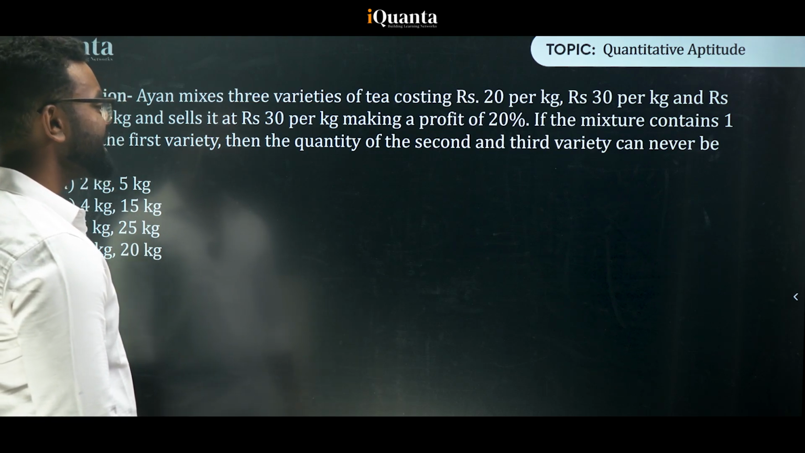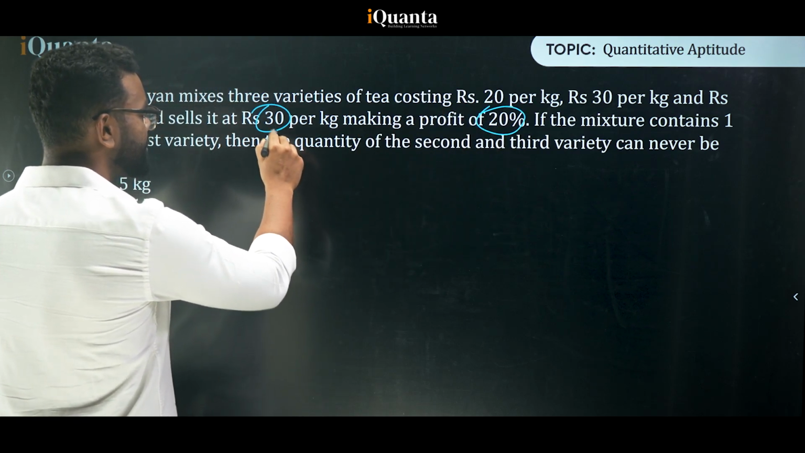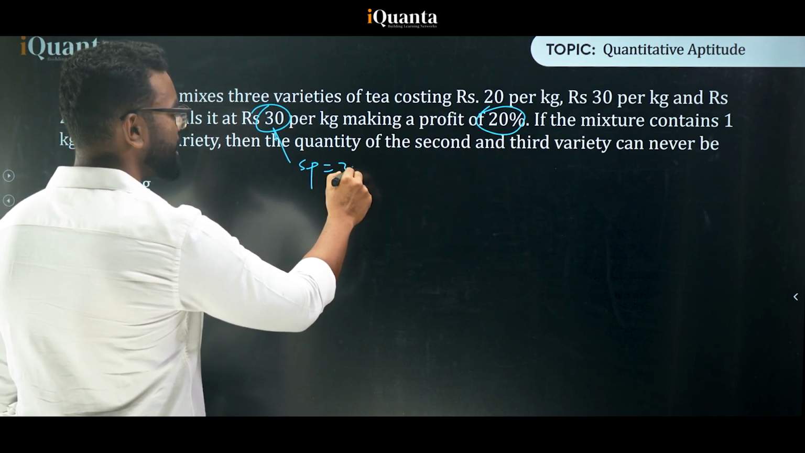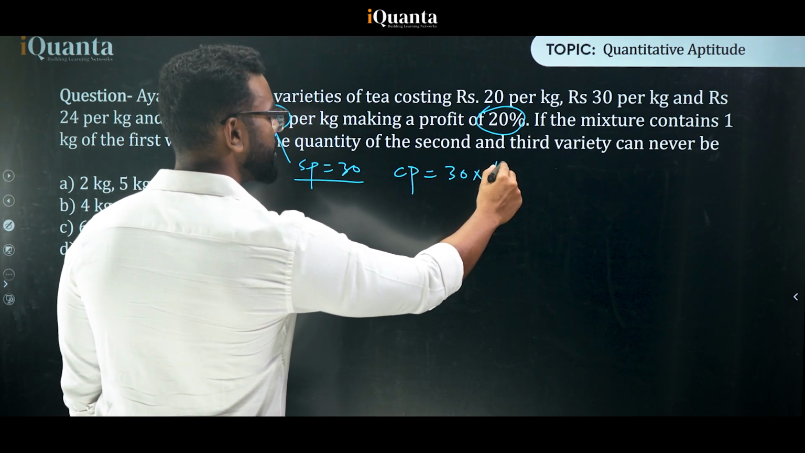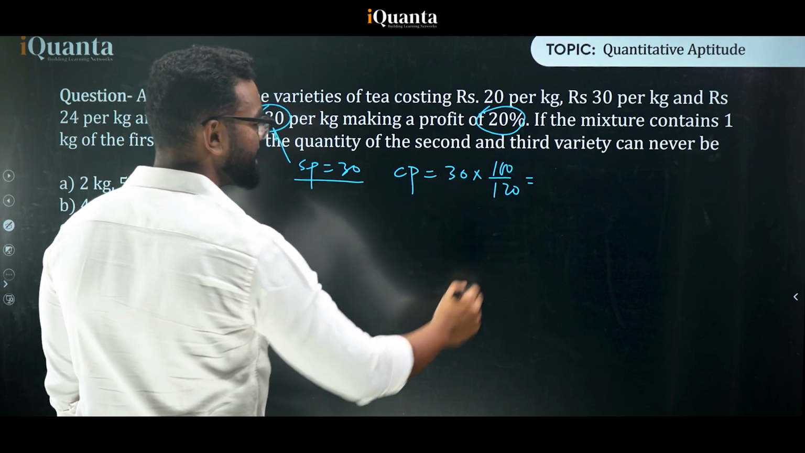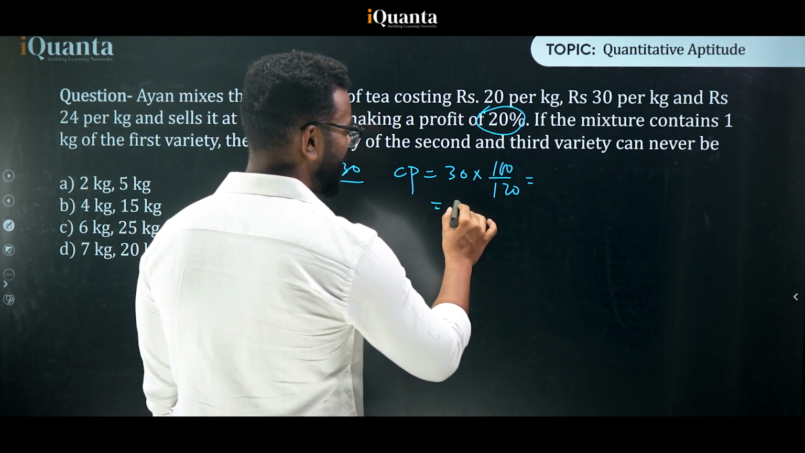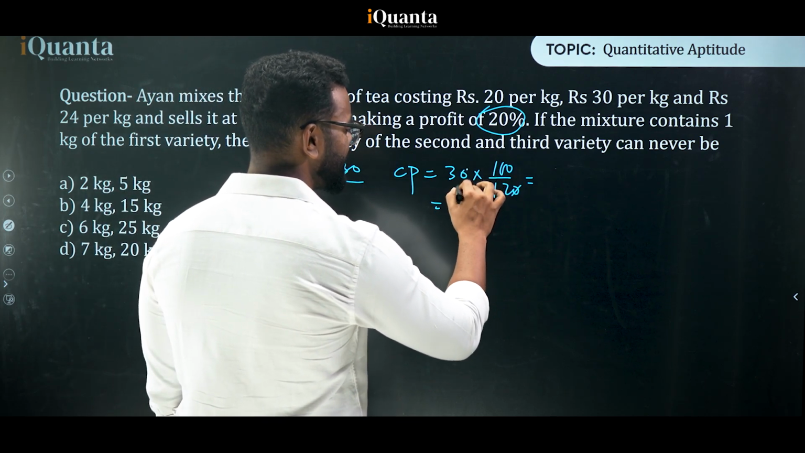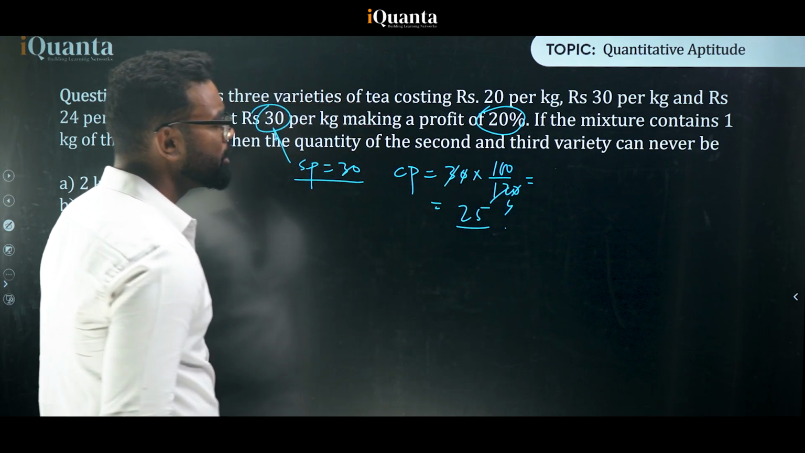To solve this question, the easiest way: 30 per kg is at a profit of 20%. So this is the selling price, selling price is 30. To find the cost price, the cost price is 30 into 100 upon 120. That will become, the 0s get cancelled out, 3 and 4, that is 25. So 25 is your cost price.